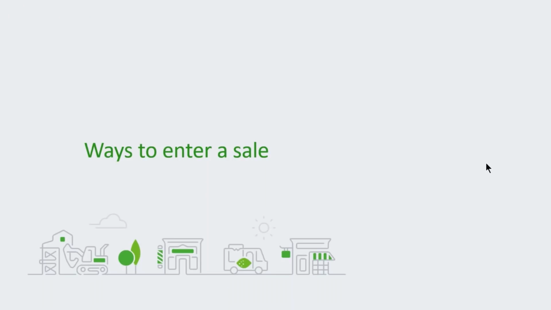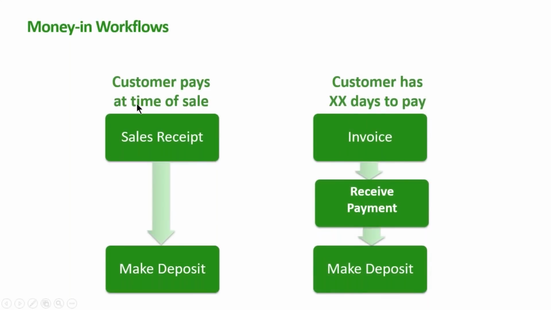So first of all, we've got the workflow on the left-hand side, which is the more simple of the two, which is customer pays at the time of the sale. Now, when a customer pays at the time of the sale, we can generally think of that as being a retail location or a restaurant. So if somebody is coming into your store and they're just buying something from you and they're paying you right away, that's the process that you use on the left. The very first transaction you record there is going to be a sales receipt. That tells QuickBooks not only about the sale, but also the fact that you've received money from them. And then eventually, you'll also record a bank deposit.